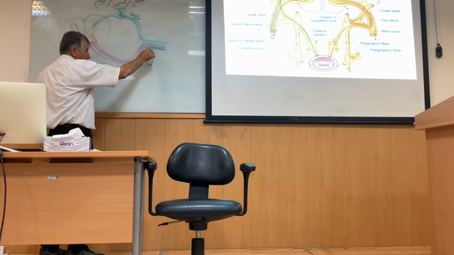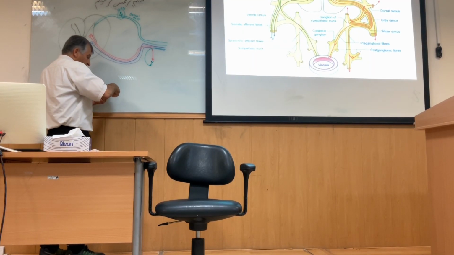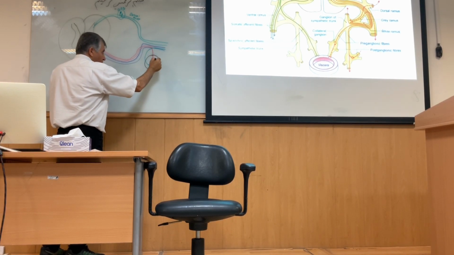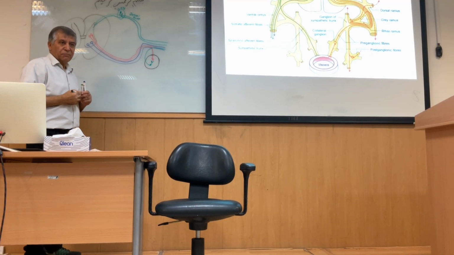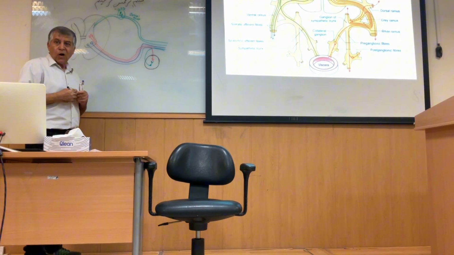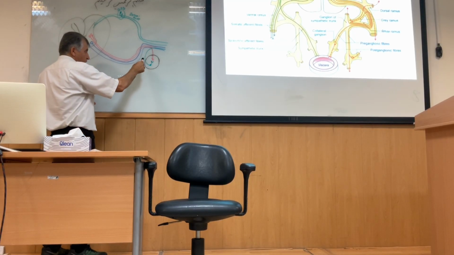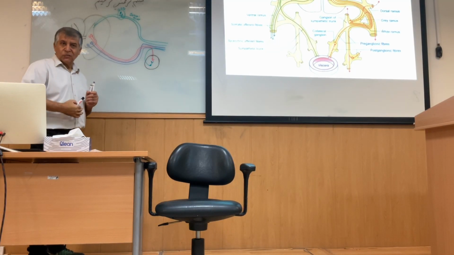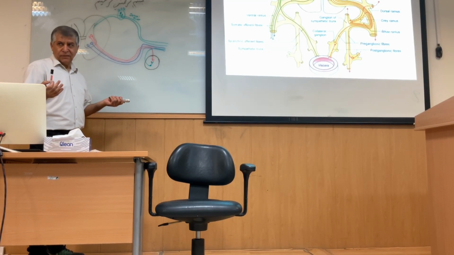This fiber is called preganglionic fiber or white ramus because it is covered by myelin. This one is called postganglionic fiber or gray ramus because it has no myelin.